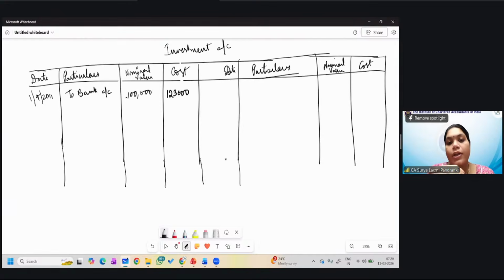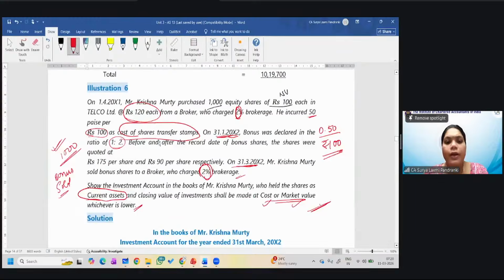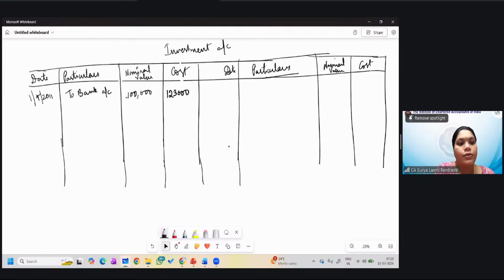We have purchased 1,000 shares, and the nominal value of each share is 100. So the nominal value is 1 lakh, but you have purchased it for 1,23,000. Right? Done. Now, after this, what happened? There was a bonus that is declared on 31st January 2012, right? So 31st January 2012, you have a bonus.